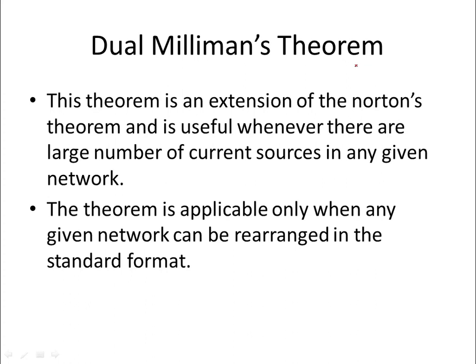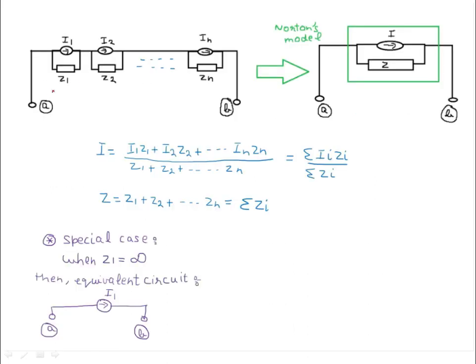Millman's theorem was extension of Thevenin's theorem, but dual Millman theorem is extension of Norton theorem, and the conditions are same. These are used where large number of current sources in any given network, and this theorem is applicable only when it can be rearranged in standard format. Standard format for dual Millman's theorem is Norton model. So you can see that various Norton models are added, and now you have to find equivalent Norton model with the current source I and impedance Z.